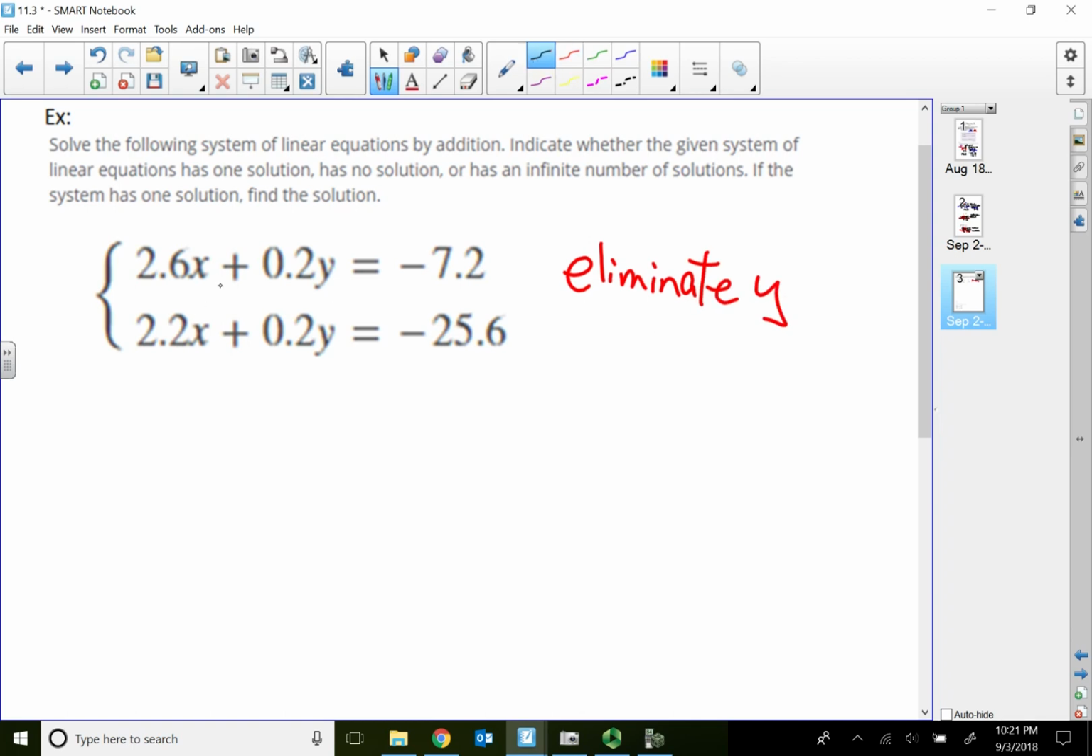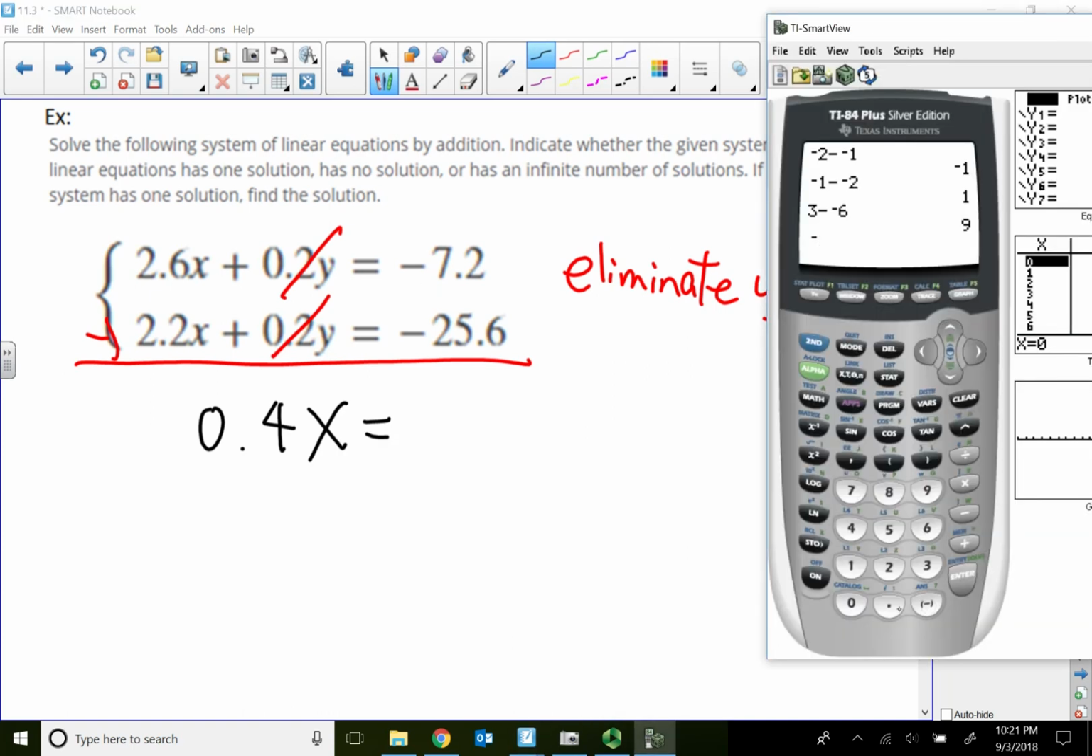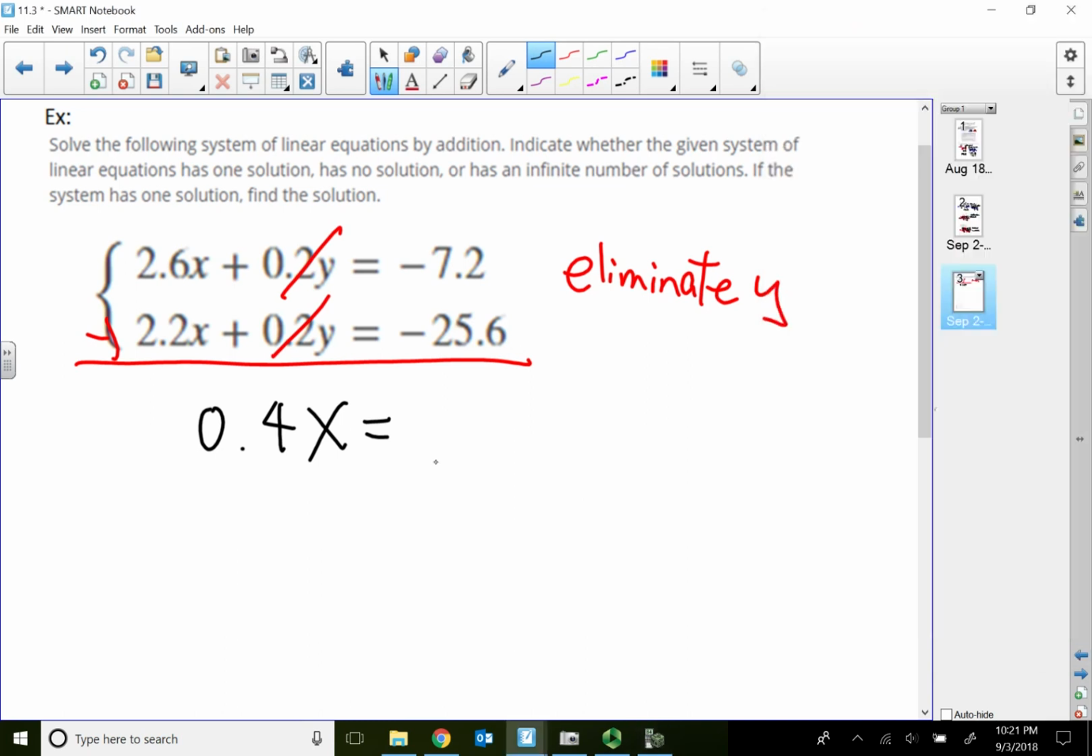I'm going to take the top one, subtract the bottom one, because they have the same sign, we subtract. So the y will cancel out. 2.6 minus 2.2 is 0.4x equals -7.2 subtract -25.6. That gives me positive 18.4.